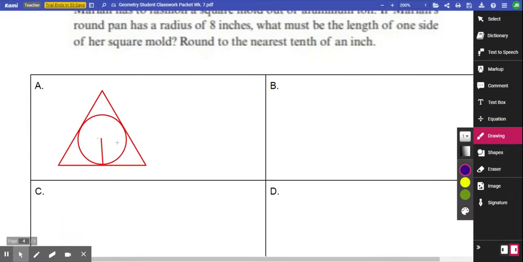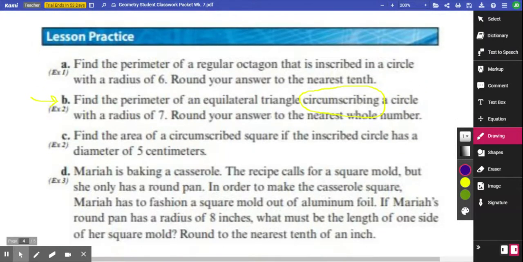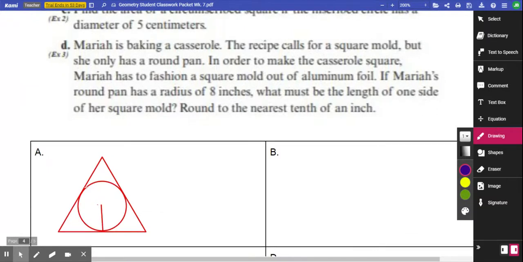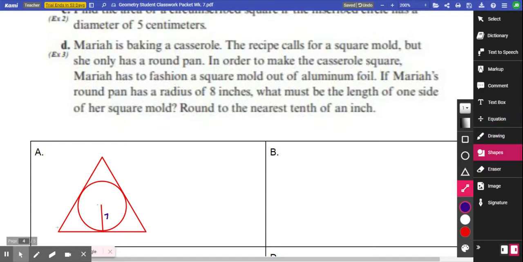So let's look at this the way you were doing it. We have an equilateral triangle that is circumscribing a circle on the inside here. So we're going to set this up. We know that this is a radius of 7. So let's draw a line here between this point and this point, and use the fact that this is a right triangle to help us find this measurement, right?